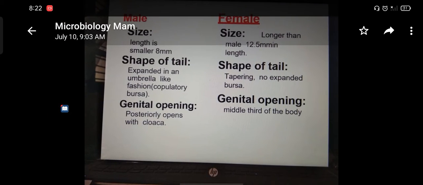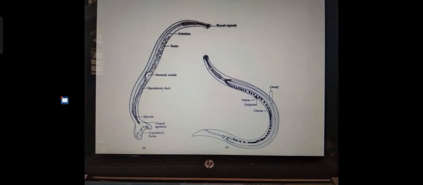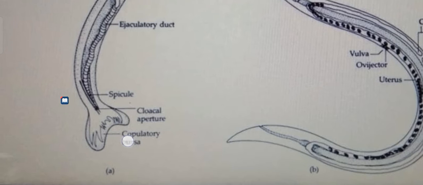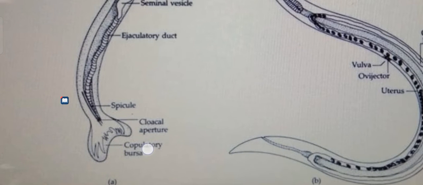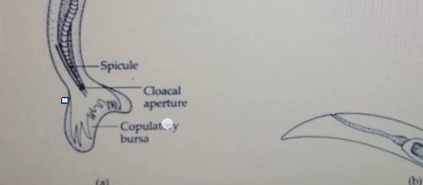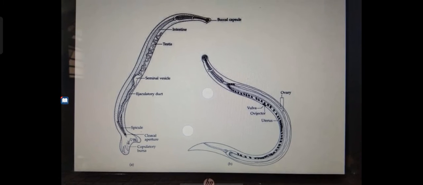Coming to the genital opening of this parasite, it opens posteriorly, at the genital area, which is called the cloaca. Here you can see the name cloaca. It opens posteriorly in the genital area.